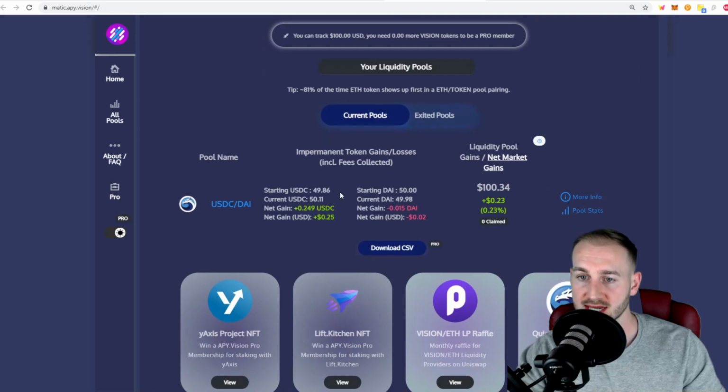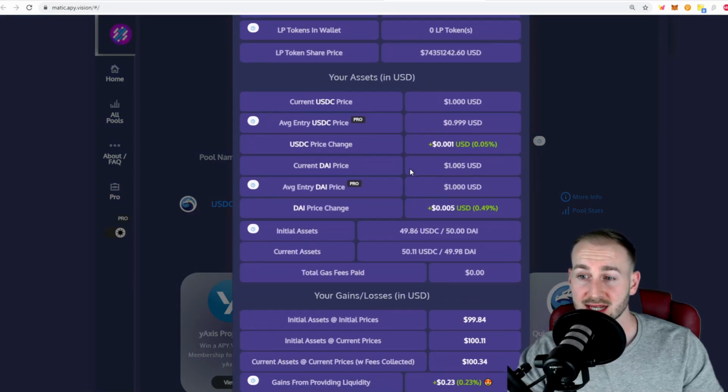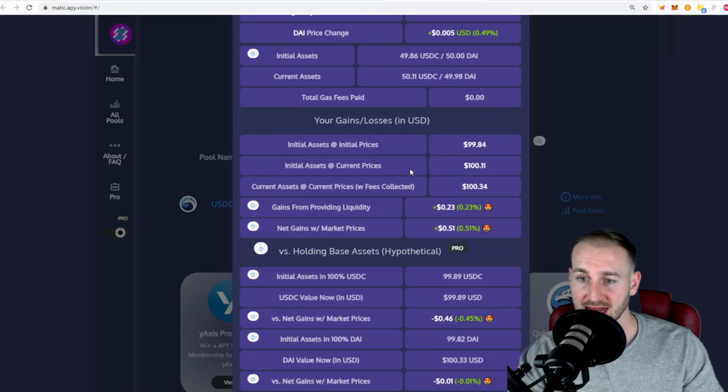And from here, you can see some information. You can see my starting balance and my current balance for each of these coins and how they've gone up or down. And you can see the net gain here. So I'm up 23 cents thus far. You can click on more information, and then it'll just give you a further breakdown of your gains and your losses. There's obviously no impermanent loss because these are both stable coins.